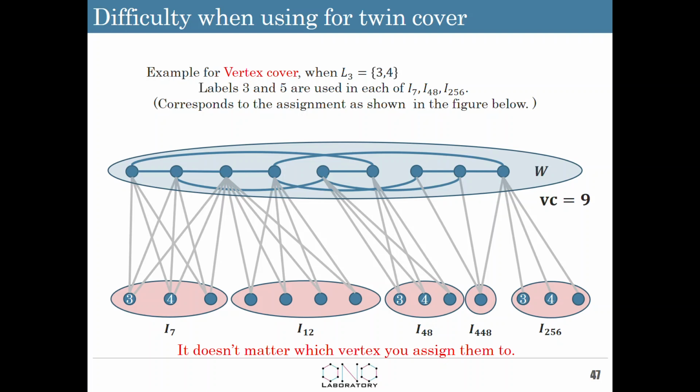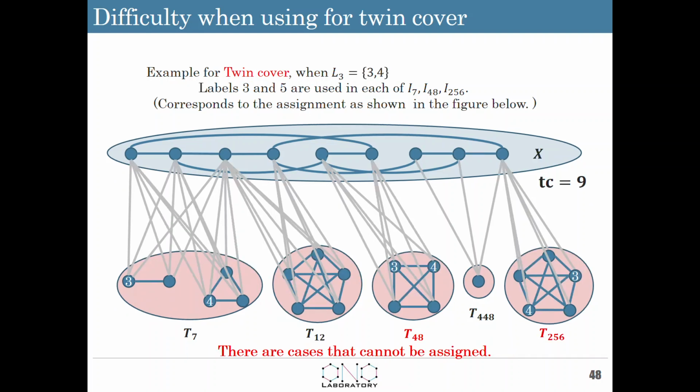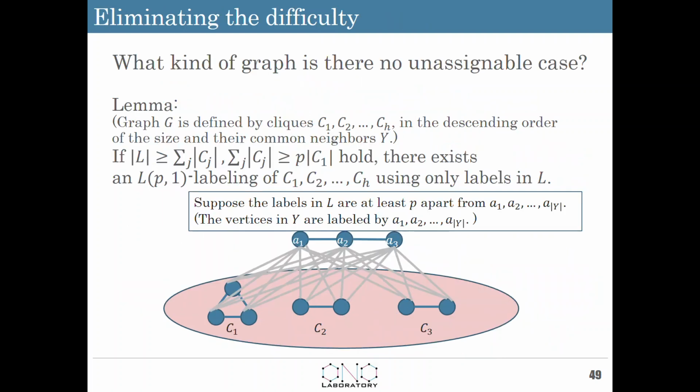This is an example for vertex cover when L_3 equals {3, 4}. It doesn't matter which vertex you assign the labels to. On the other hand, this is an example for twin cover. There are cases that cannot be assigned. What kind of graph has no unassignable case? The following lemma is introduced to consider such graphs.